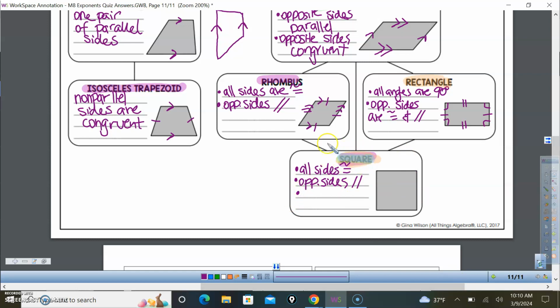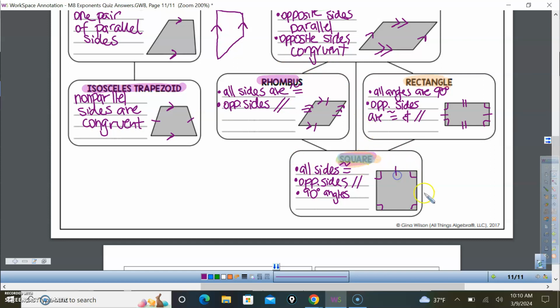The reason that a square is different than a rhombus: a square and a rhombus are almost exactly the same as one another. The only difference between the two of them is that a square has to have 90-degree angles. So the only difference between a square and a rhombus is that your square is going to have 90-degree angles, a rhombus does not. So because of that, a square is a rhombus, but a rhombus is not a square. You can't go backwards up this flow chart.